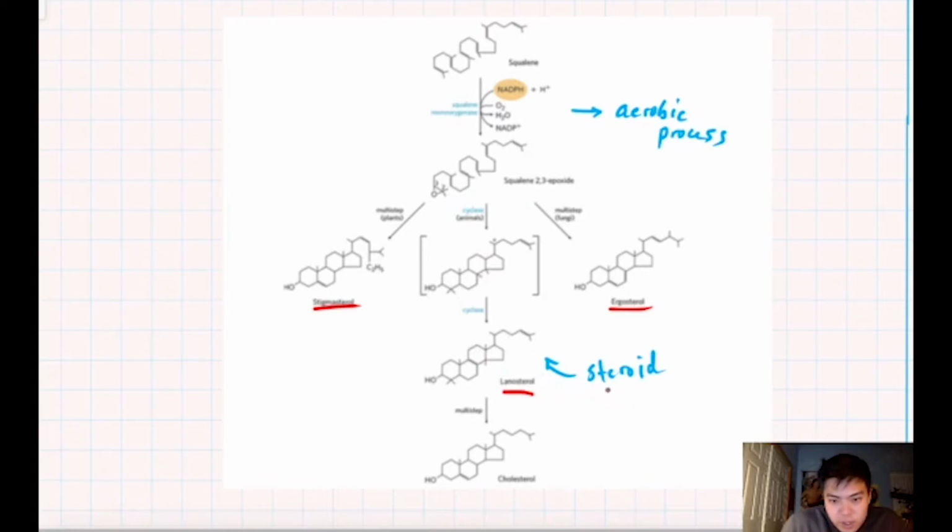This right here is already a steroid, right? Because it has a sterol group in it. But then we're going to take extra measures to oxidize some groups, reduce some other groups, and we're going to get cholesterol. It doesn't clarify how we do it, it just says multi-step. So just notice here we use O2, so it's an aerobic process.